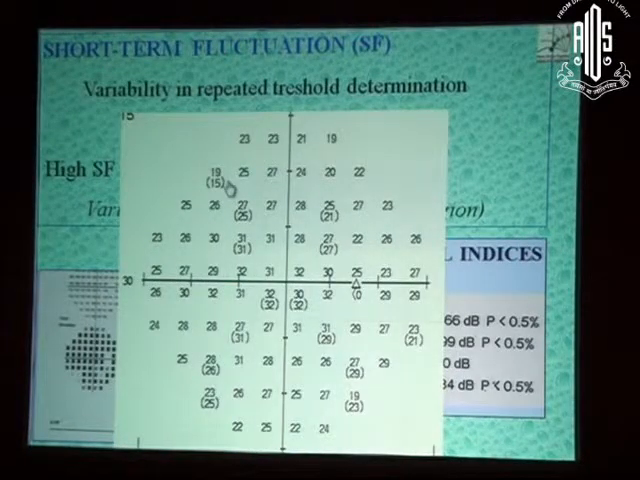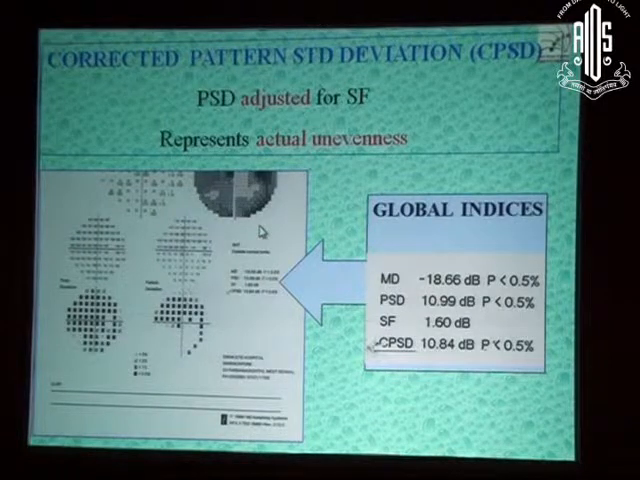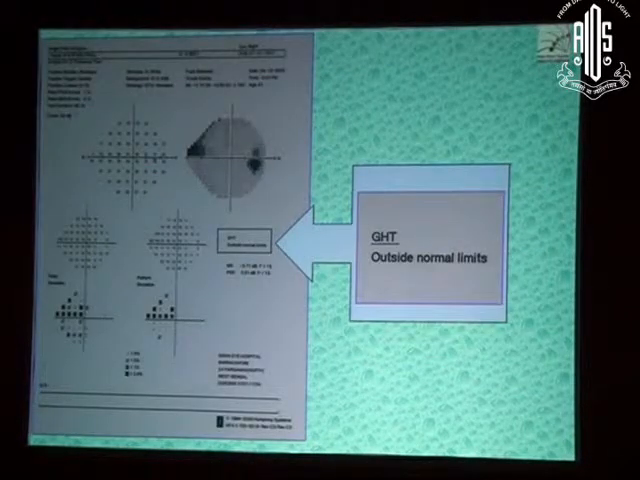How is it calculated? Some areas are calculated twice, and the intra-test variability is calculated in that way. The last is the corrected pattern standard deviation, where the pattern standard deviation is adjusted for intra-test variability. So this is more important, the corrected pattern standard deviation.